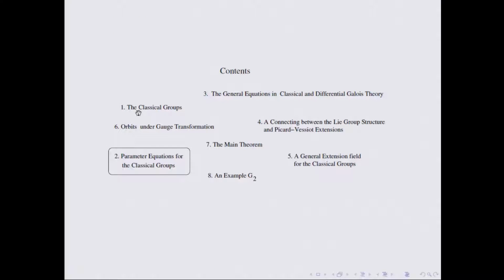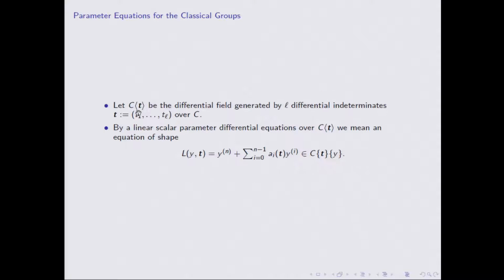All right. So some time ago, I determined for the classical groups very nice and explicit linear differential equations, parameterized linear differential equations. So what do I mean by that? We start with l differential indeterminates t1 up to tl and look at the field C(t) generated by these indeterminates. And by a linear scalar parameter differential equation, I mean a scalar differential equation with coefficients being differential polynomials in the indeterminates t.